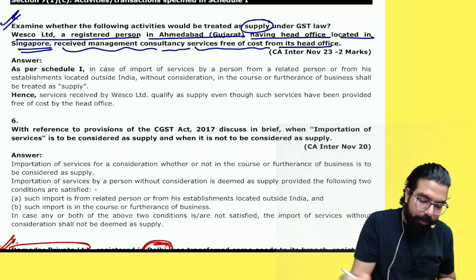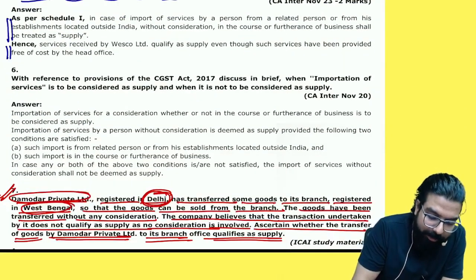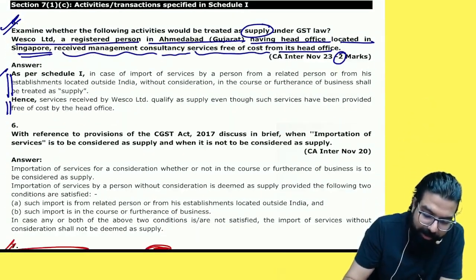People, read. See. Law and answer. Only then you will get 2 marks. See the law. Read, read, read.